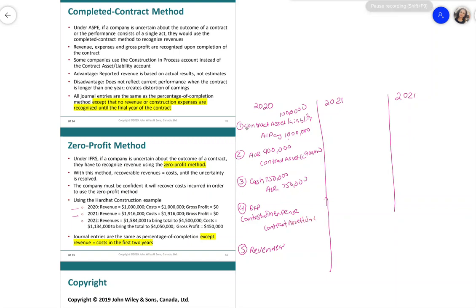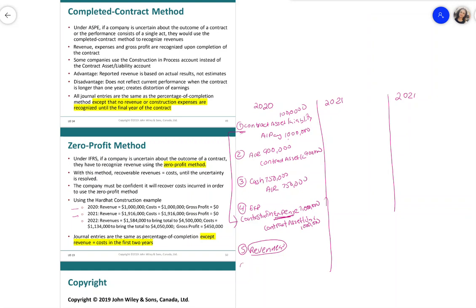But it will only be for whatever our expense was. In this case, whatever the cost was, it cost 1 million. So you're going to do an entry for 1 million here. And then revenue: if our expenses are 1 million, we are only going to recognize revenue of 1 million.